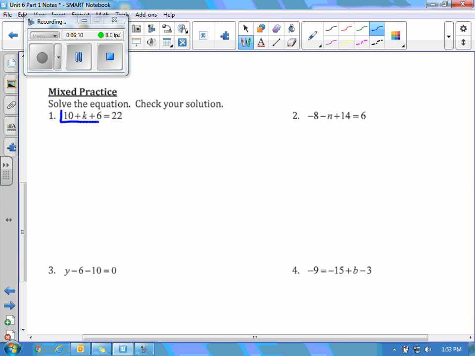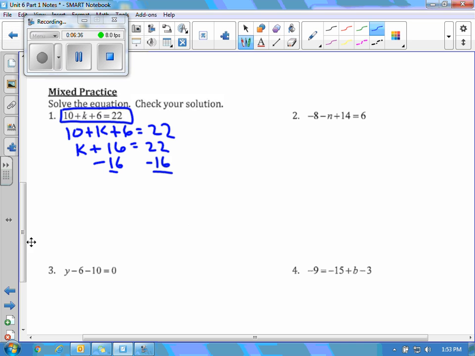Again, I'm going to box and rewrite to start with. So I have 10 plus k plus 6 equals 22. Over on the left side where the variable is, if you notice, I have a 10 and a 6. So I can put those together first, and I'll get k plus 16 equals 22. Now, since I have k plus 16, I know I need to subtract from both sides. And so that's going to leave me with just k on the left. 22 minus 16 is 6. So that's going to be my answer there.